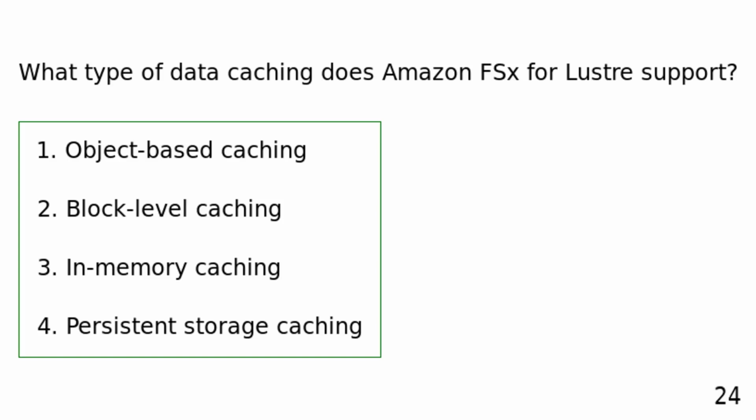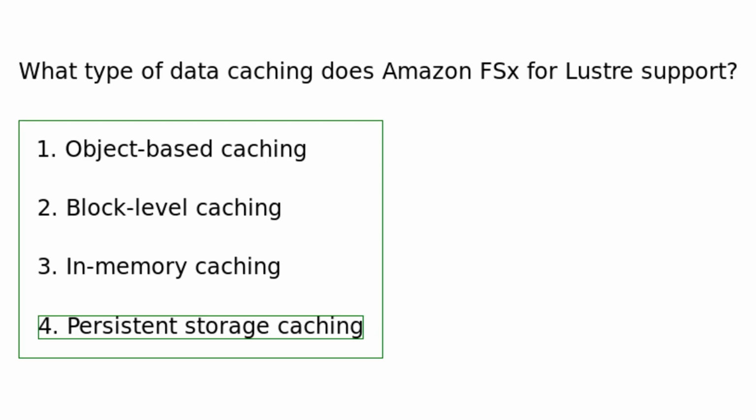What type of data caching does Amazon FSx for Lustre support? Object-based caching, block-level caching, in-memory caching, persistent storage caching. Amazon FSx for Lustre supports block-level caching to improve read and write performance.